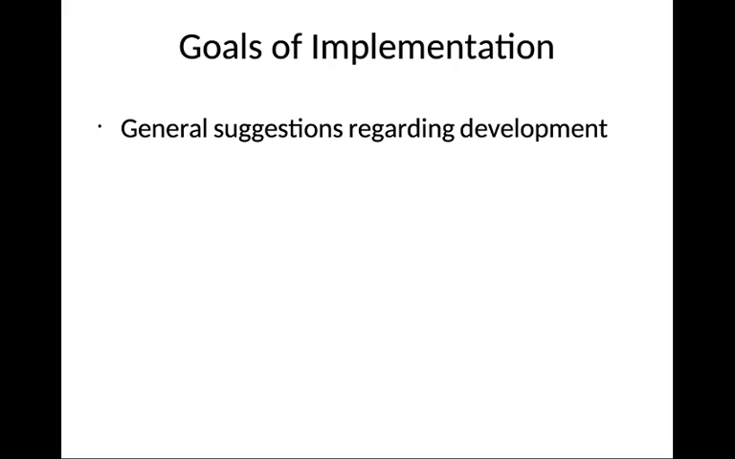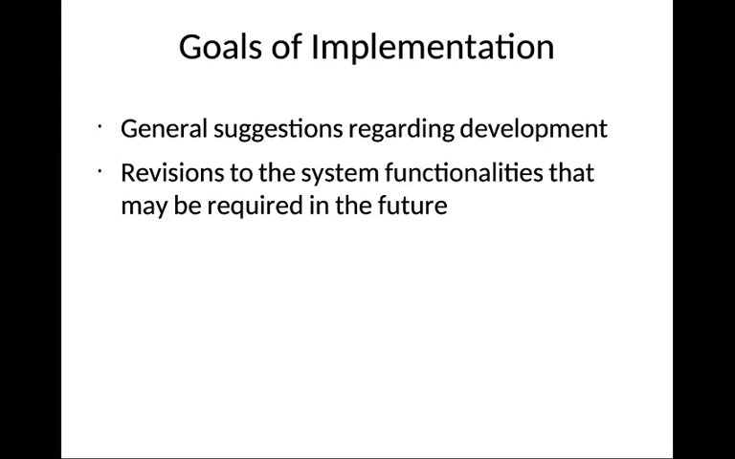These are actually some suggestions. These suggestions may not be used, or may not be tested after completion of the software. So these are just suggestions regarding the software that is to be developed. Mainly it deals with the revisions to the system functionalities in future time. So if we want to make some modifications in the future, this goals of implementation document will help.